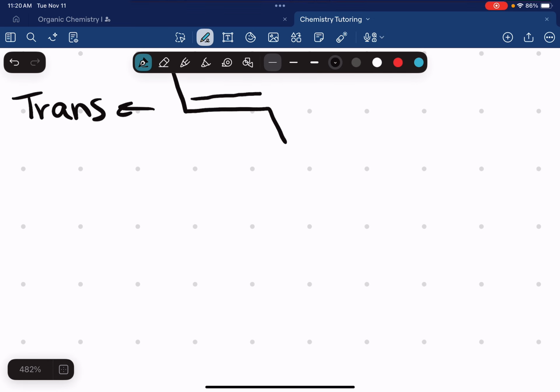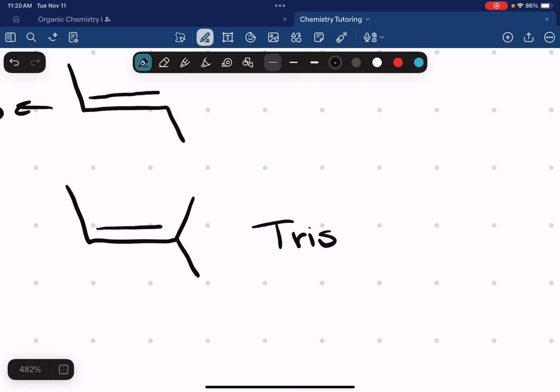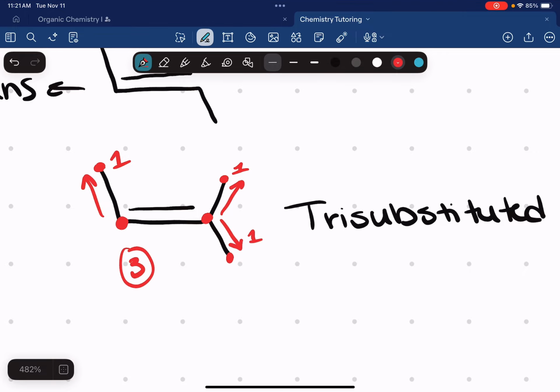All right. And then we have tri-substituted, which would look something like this. And I'm going in order of increasing stability. All right, so this one, carbon in the double bond, is connected to one here, and then also connected to one here. This carbon in the double bond is connected to one, right? So we've got a total of 3, which is the tri.